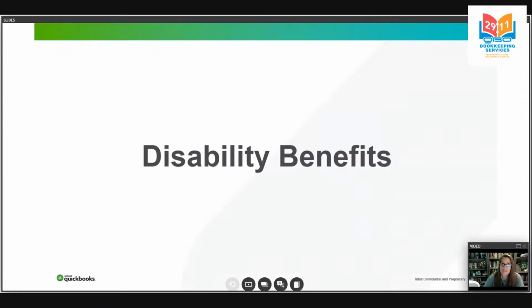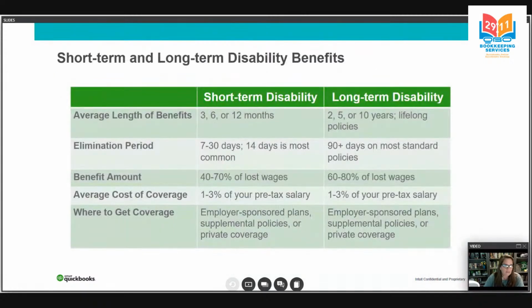And then we're going to get into a little bit of disability benefits. Short-term and long-term disability, there are two types, right? We have short-term, long-term. And again, you always want to talk to an expert to determine which benefit aligns with the industry, the type of organization that you are. Some employers' benefits plans offer both. Employees can apply for short-term disability or long-term disability.